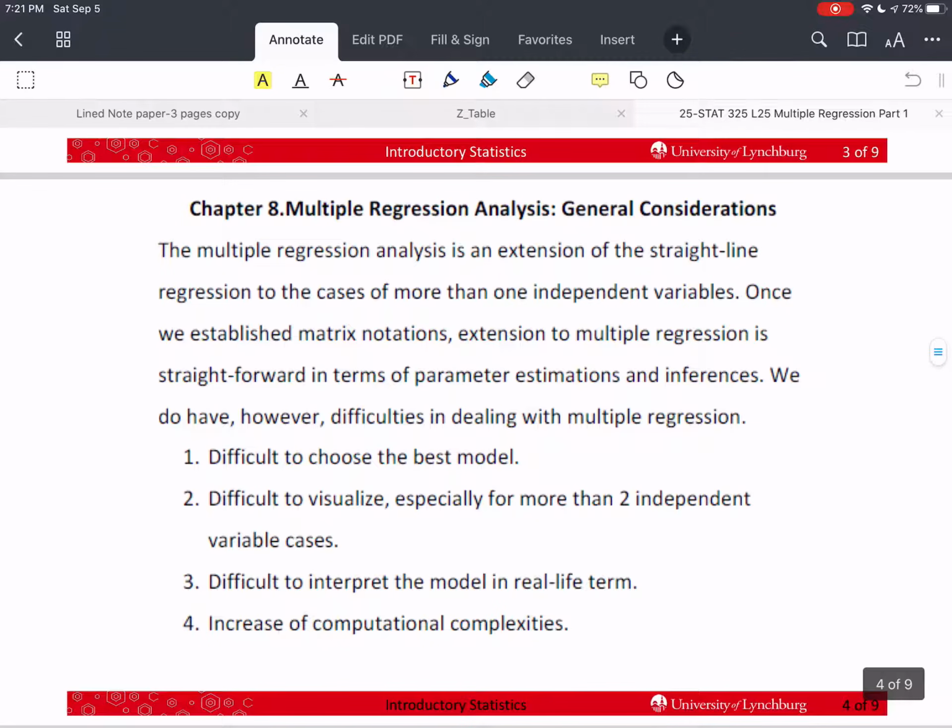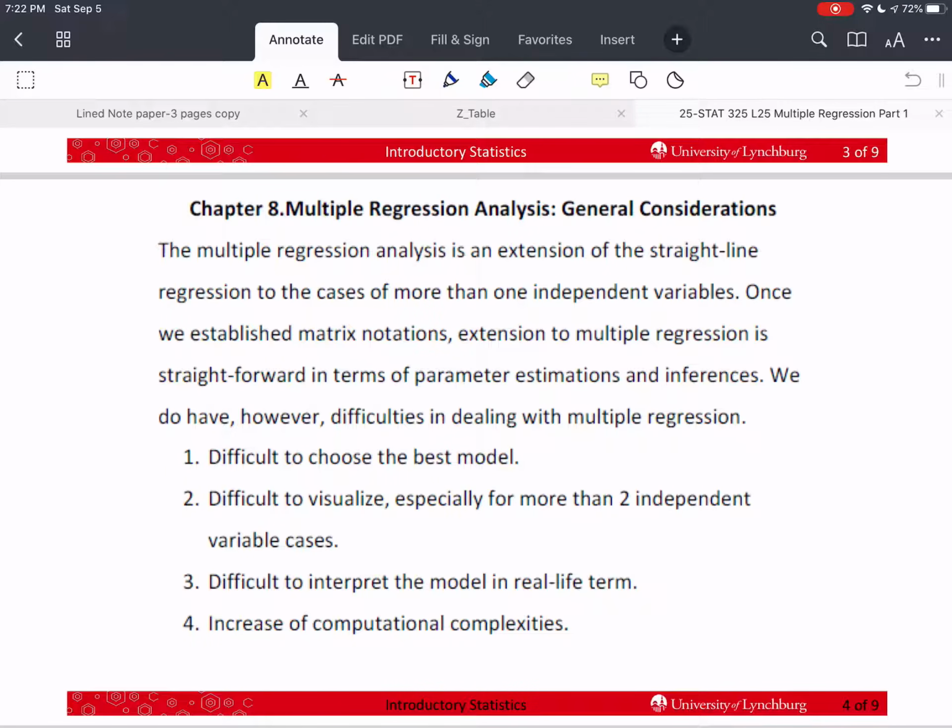So this is an extension of straight line regression where we have more than one independent variable. And so it says we can establish matrix notations. We're not going to really get into the matrix too much in this course. If we do establish the matrix algebra for a straight line regression, it's easy enough to extend that to the multiple regression as far as parameter estimates and inferences.